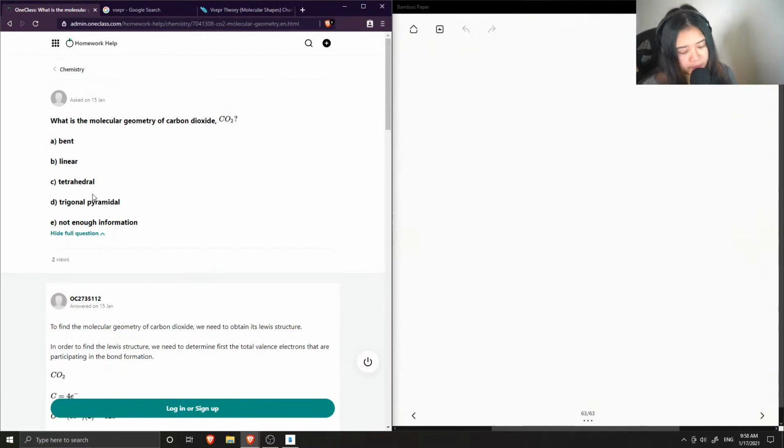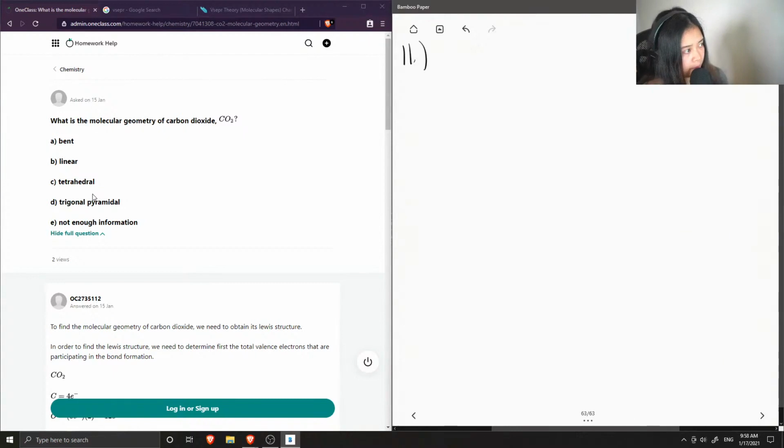So question number 11. What is the molecular geometry of carbon dioxide, CO2? To help answer this question, we need to write the Lewis structure. So first, let's calculate the total valence electrons for this molecule.